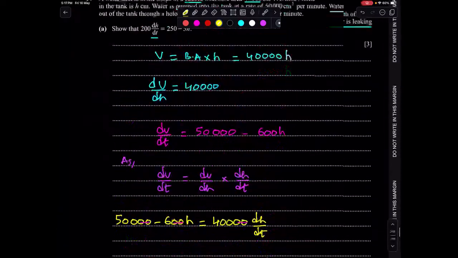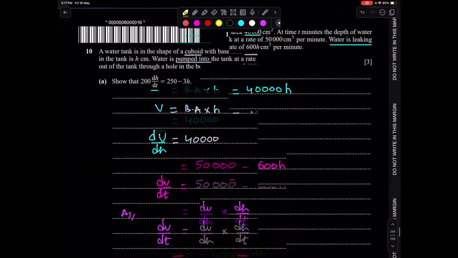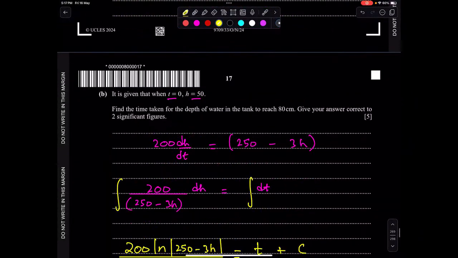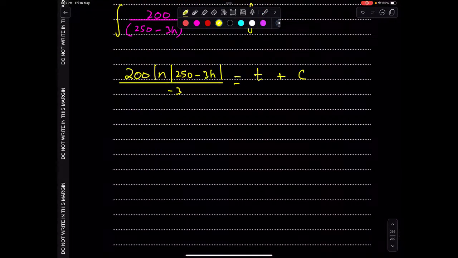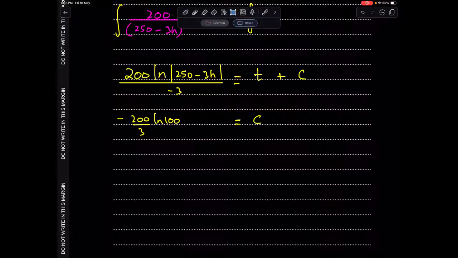Now we need to substitute t 0 and h 50. So it's minus 200 upon 3 ln. When we put 50 here, we will get 150, so ln 100. And t is 0. So c is minus 200 upon 3 ln 100.